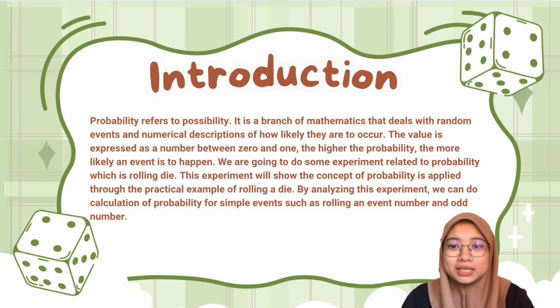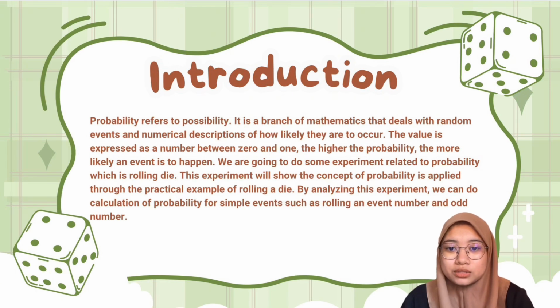Introduction. Probability refers to possibility. It's a branch of mathematics that deals with random events and the numerical description of how likely they are to occur. The value is expressed as a number between 0 and 1. The higher the probability, the more likely an event is to happen.